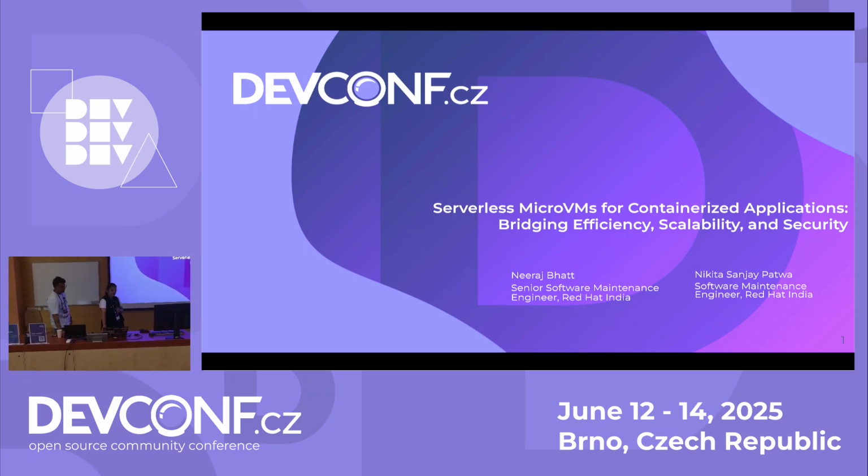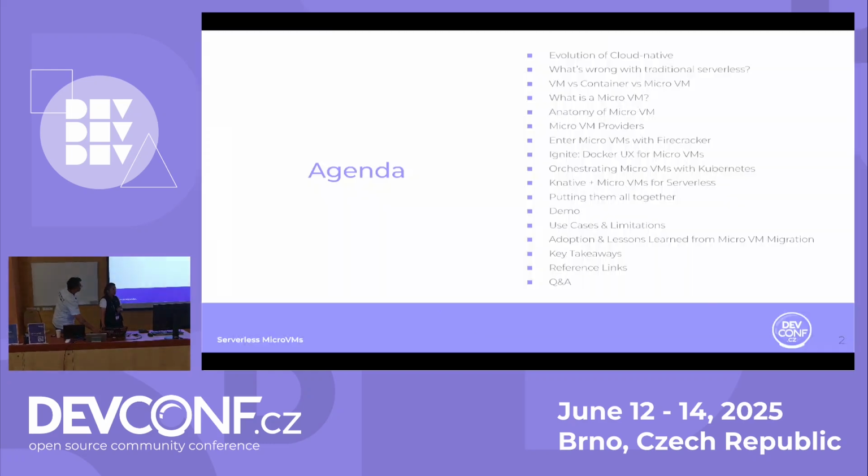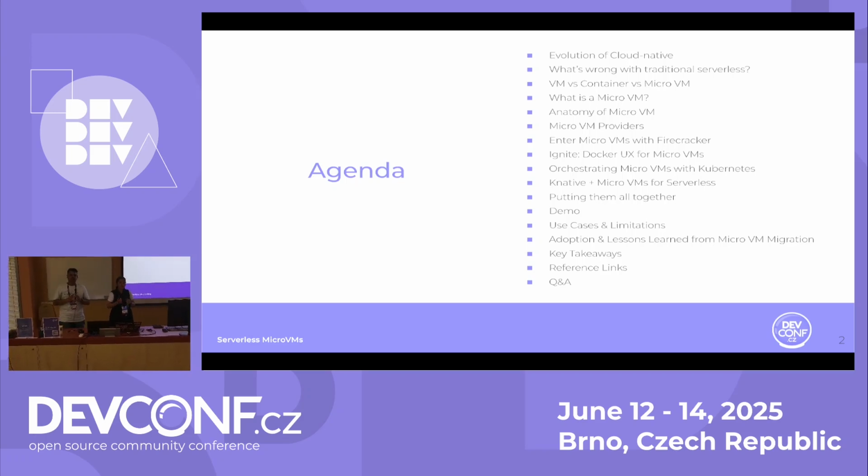So let's see what we are going to cover today. We are going to check serverless micro-VMs for containerized applications. The agenda: we will look at the cloud native evolution, how cloud native has evolved till now, and what was wrong with the traditional serverless approach. We will check the difference between micro-VMs, containers, and traditional VMs. We will also analyze what exactly a micro-VM is, learn about the anatomy of a micro-VM and what things it requires, and look at some micro-VM providers. We would understand Firecracker, Ignite, Kata Containers, and Knative.